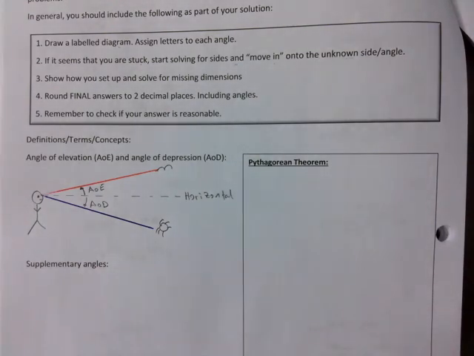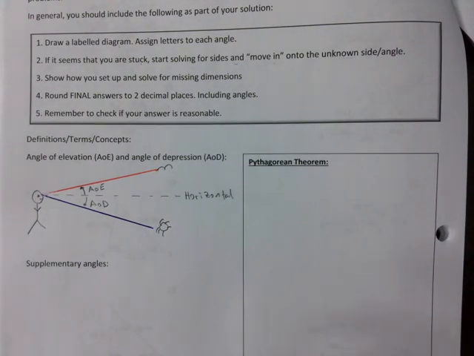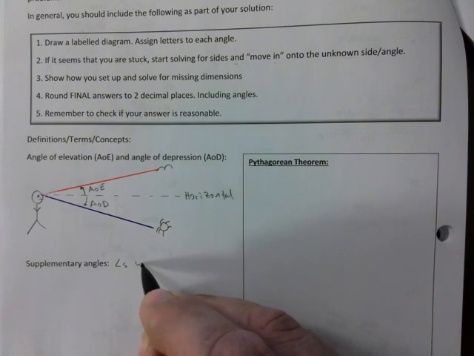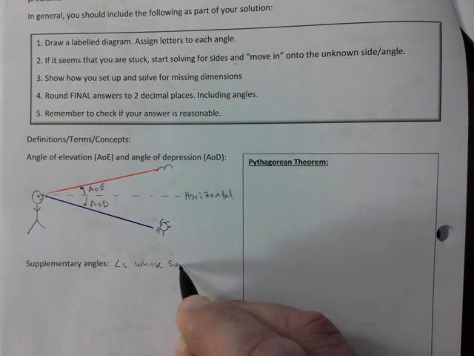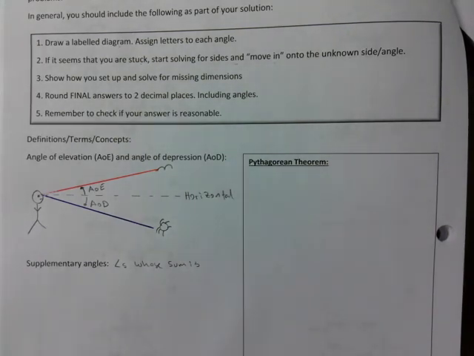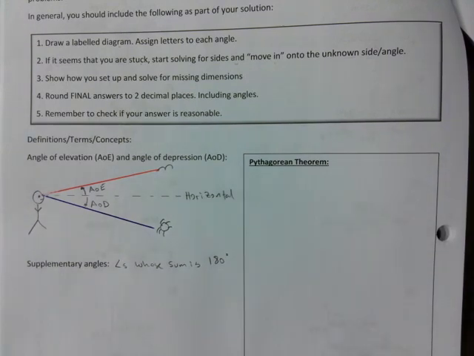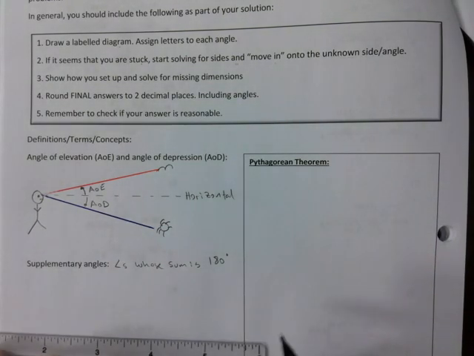Okay. Supplementary angles. Angles whose sum is 180. There you go. It's right to complement someone. Complement is 90, right? So 180 is supplementary. So how's that going to be beneficial?